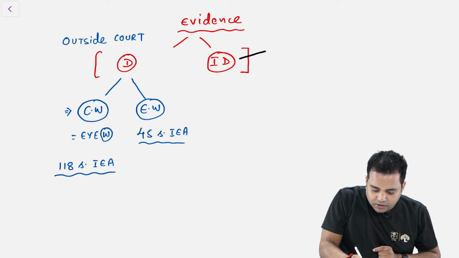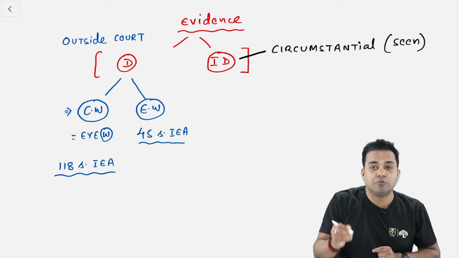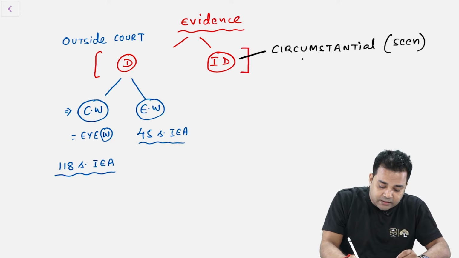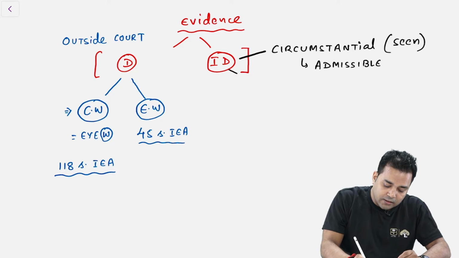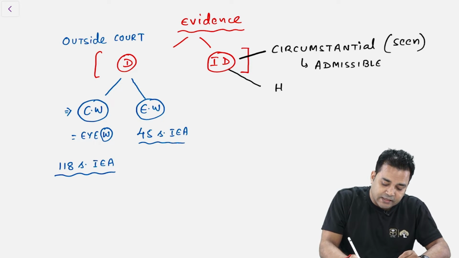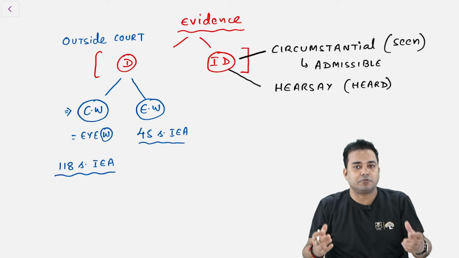Indirect evidences, on the other hand, can be divided into circumstantial, something which has been seen in relation to a crime. So basically these are evidences seen in relation to a crime, and usually these are admissible in courts. Another type of indirect evidence is hearsay evidence, something which has been heard in relation to a crime.